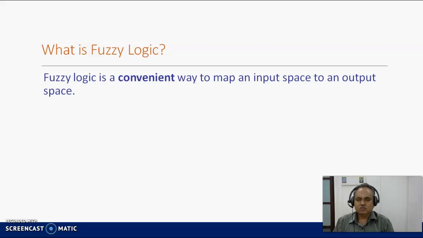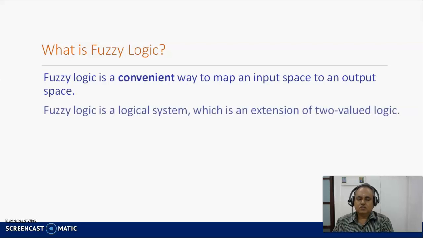Look at the word in bold, the convenient. So it means that it is a convenient method to map an input and output space. So for any non-linear complex problem, if you know the inputs and its corresponding output sets, then you can use the fuzzy logic tool to map input and output in a convenient manner. It has been already proved that fuzzy logic has been widely applied to many non-linear problems. We will see the applications of it later on.